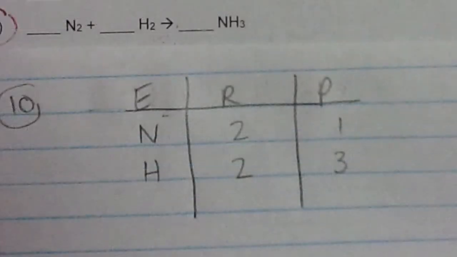You do not need to add any coefficients to any of the compounds. Number 10. Number 10 contains 2 reactant nitrogens and 2 reactant hydrogens. On the product side, there's 1 nitrogen and 3 hydrogen.